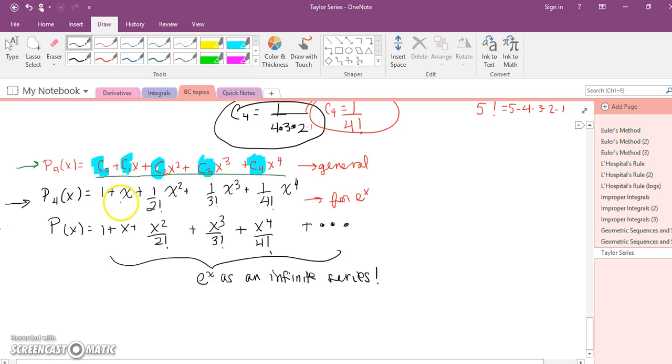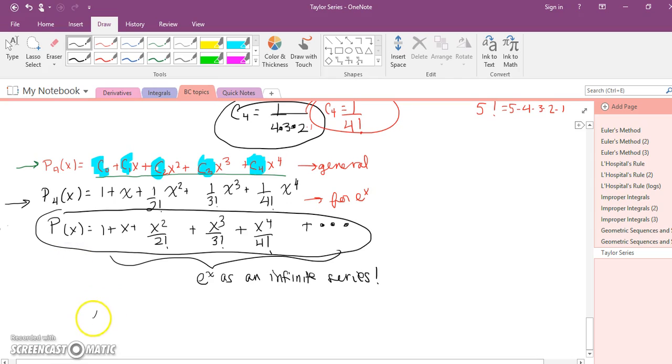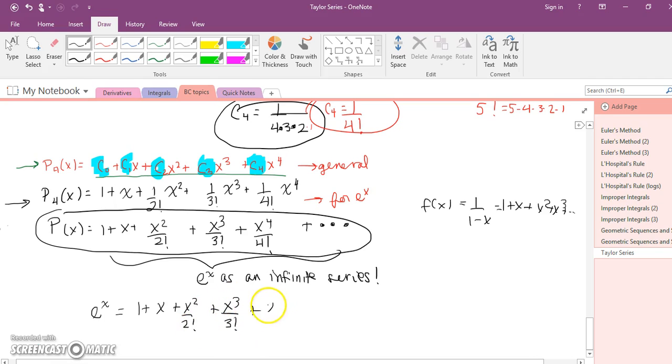This is p sub 4. If I want just a general infinite series for e to the x, I would just put plus dot dot dot at the end. And this is actually e to the x as an infinite series. So what you'll see in textbooks is this. Like we already did, remember, f of x, which is 1 over 1 minus x, was 1 plus x squared plus x cubed plus dot dot dot. For e to the x, what you'll see is 1 plus x squared over 2 factorial plus x cubed over 3 factorial, and you can keep going. And then you'll see this, plus dot dot dot.